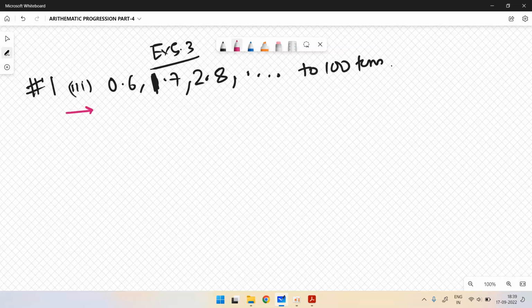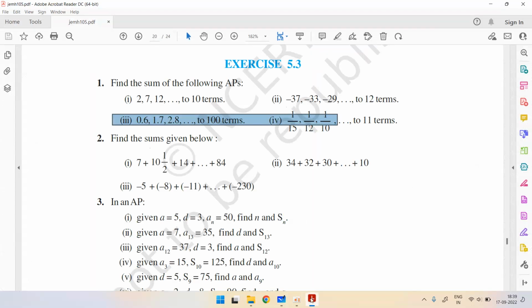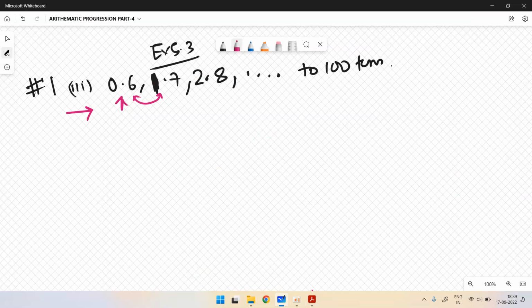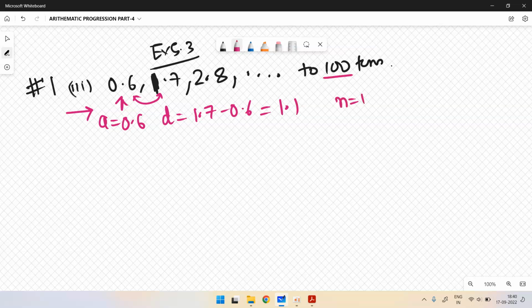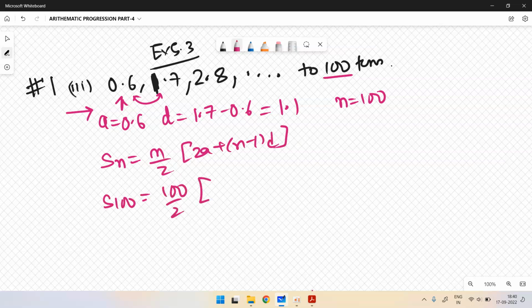So how can you do this? It is already given that this is an AP. The first term A will be 0.6. The common difference D is 1.7 minus 0.6, which is 1.1. We need to find the sum up to 100 terms, so n is 100. Directly substituting in the formula n by 2 into (2a plus (n minus 1)d), S of 100 is 100 by 2 into (2 into 0.6 plus 99 into 1.1).